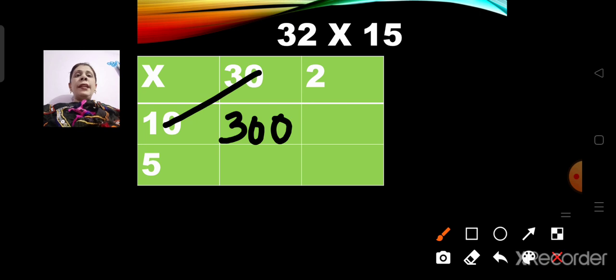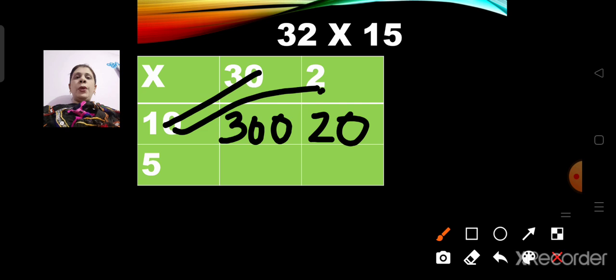Okay, so 30 tens will be 300. Now I will multiply 2 tens. 2 ones are 2, 2 twos are 4, 2 threes are 6, 2 fours are 8, 2 fives are 10, 2 sixes are 12, 2 sevens are 14, 2 eights are 16, 2 nines are 18, 2 tens are 20. So I will write here, children, 20.